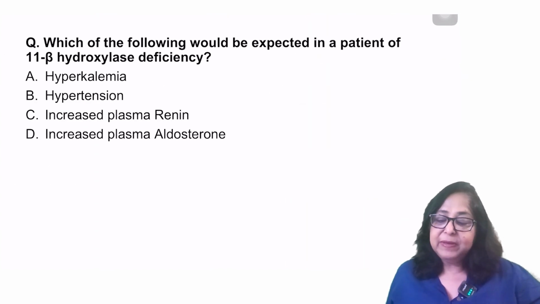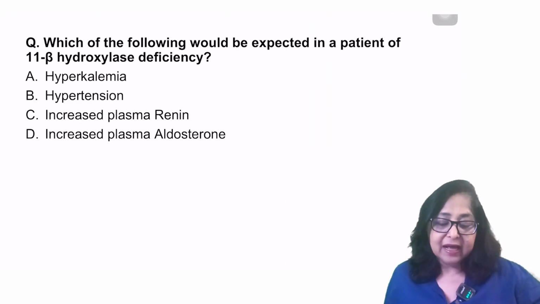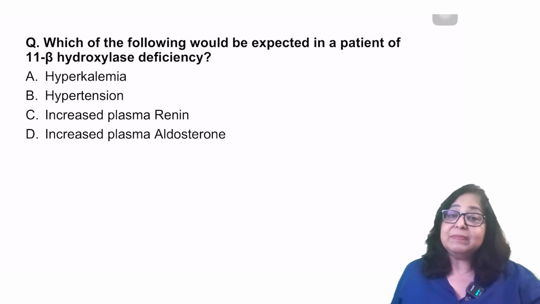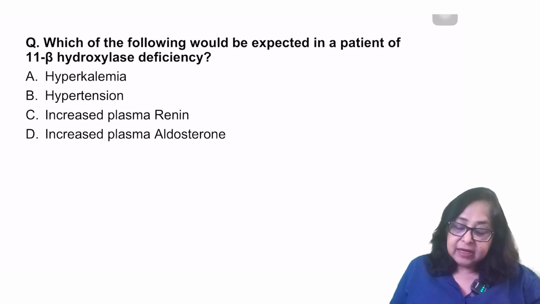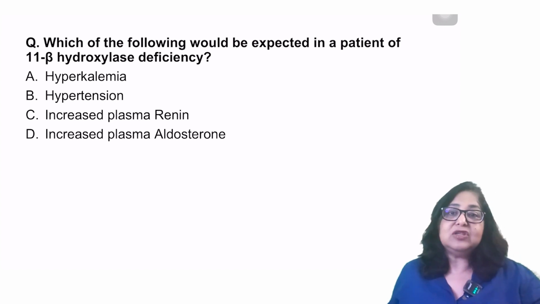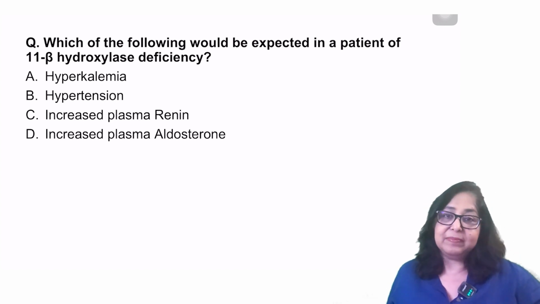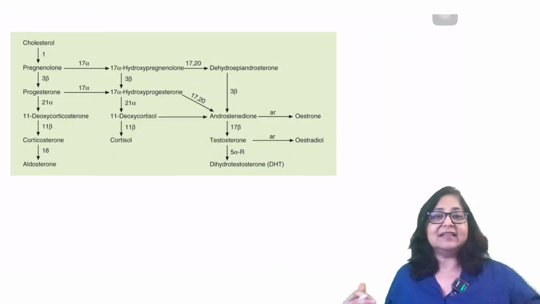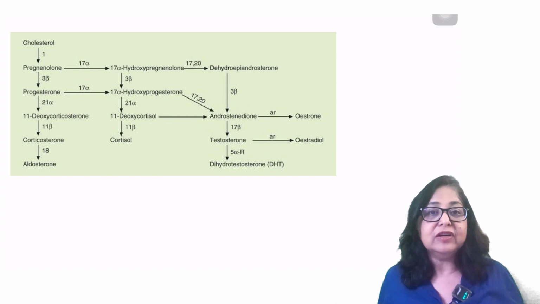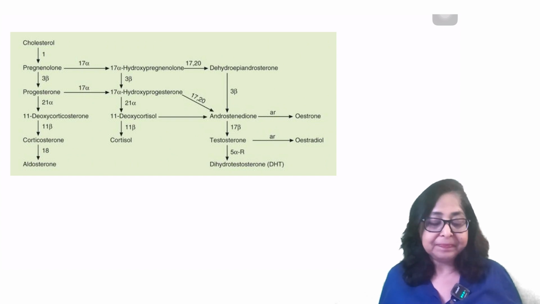Which of the following would be expected in a patient of 11-beta hydroxylase deficiency? Now, this is extremely important again. There are two important enzyme deficiencies, 21-beta hydroxylase and 11-beta hydroxylase. So let's first have a look at the steps in the synthesis of the adrenal cortical hormones.